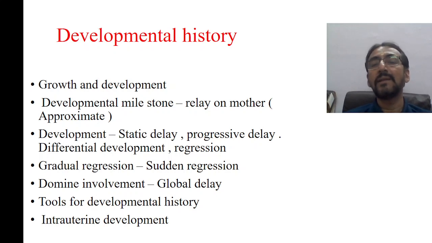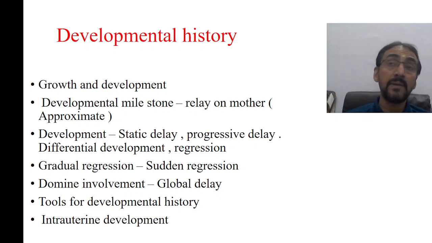So like this, we can do the differential diagnosis and diagnosis in the early part itself once we know which domain is actually affected. So domain-wise developmental history has to be taken. If only one domain is affected, we will call it a specific developmental delay, and if more than 2 domains are affected, then we will call it global developmental delay. Okay, global developmental delay. So we need certain tools for the developmental history, that is important.